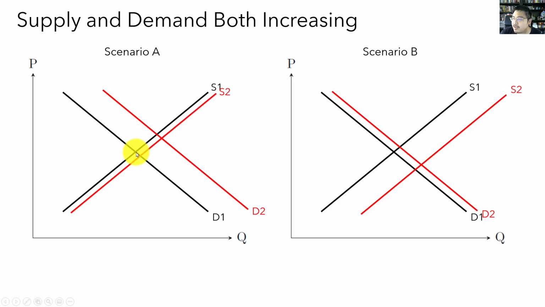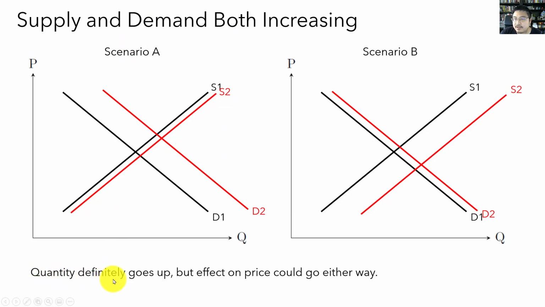So in scenario A, price and quantity both go up. In scenario B, price goes down, but quantity goes up. So what can we say when supply and demand are both increasing? We can say that quantity definitely is going to go up, but the effect on price could go either way, and it depends on the degree to which the supply and the demand curves are moving, okay?